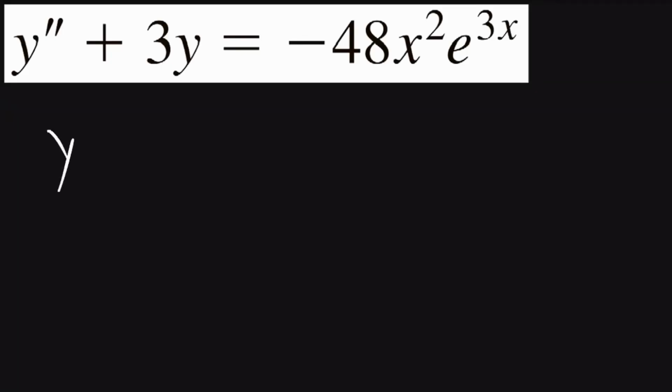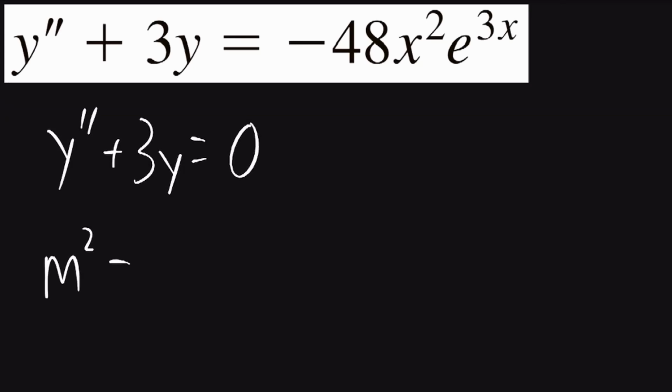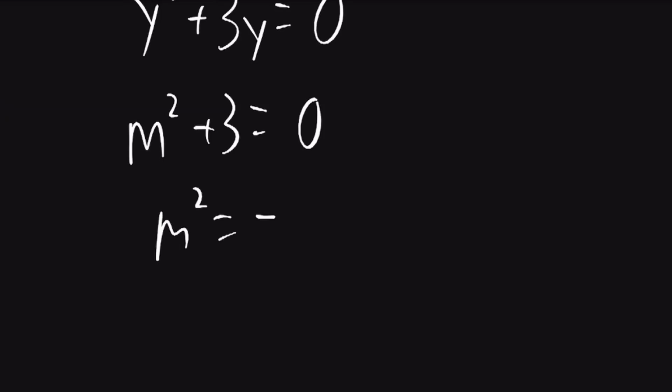For this problem, I'll start by treating it as a homogeneous differential equation. We'll get y double prime plus 3 times y is equal to 0. So the auxiliary equation will be m squared plus 3 is equal to 0. We'll get m squared is equal to negative 3.